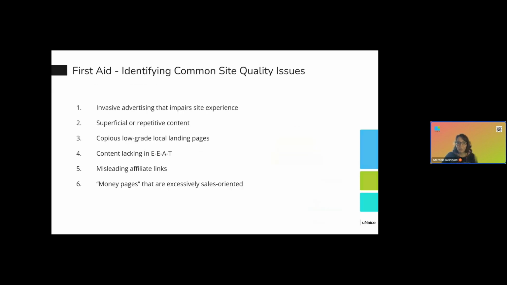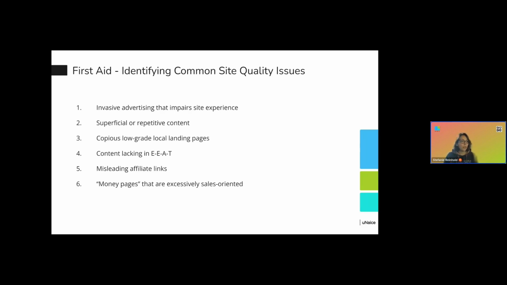Right. Now for the really interesting part. First aid: identifying common site quality issues. How do you know if your page might be included in one of the next core updates? Because there will be more coming. This was just the first one of a big wave that is going to happen. So there will be more.